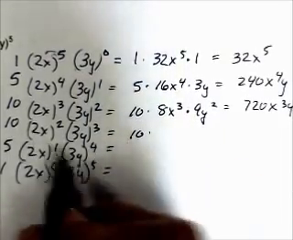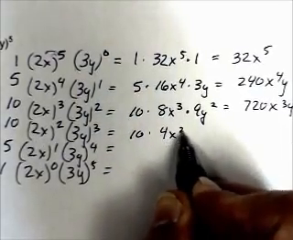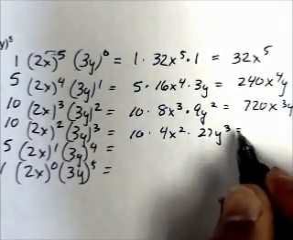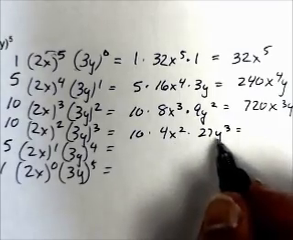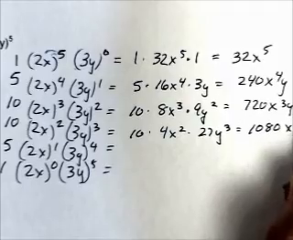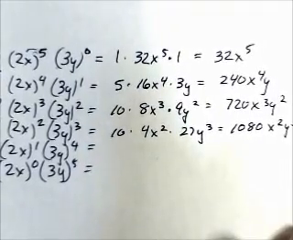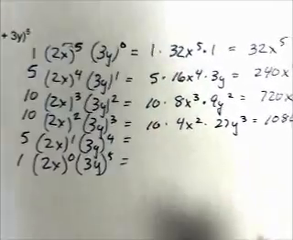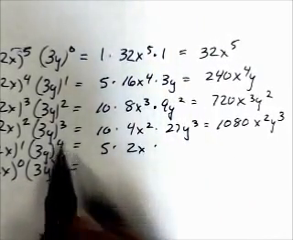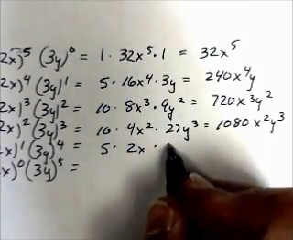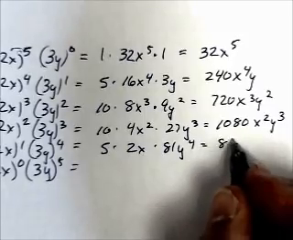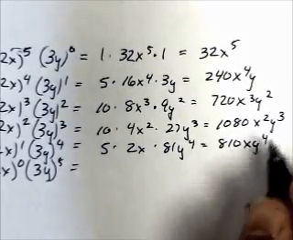10 times 4x squared times 3 to the 3rd is 27, y to the 3rd, which is going to be 108, so 1080 x squared y to the 3rd. Next, 5 times 2x times 3y to the 4th. 3 to the 4th is 81, y to the 4th. So 81 times 10, that's 810 x y to the 4th.